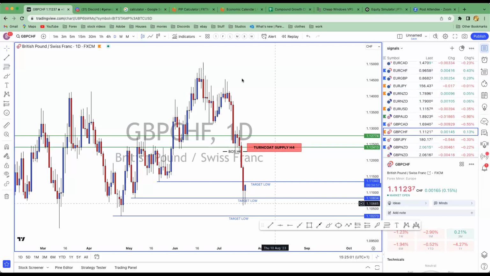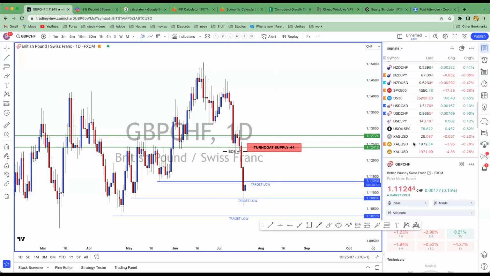Also, it's in a 4-hour downtrend. Actually, you want to sell it, yeah? So you're good. It's in a downtrend. US 30. No problem, mate. No problem.